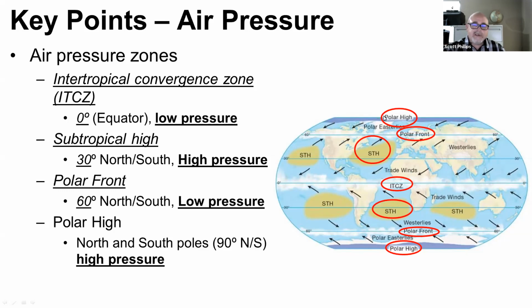And then the air is descending again at the poles, at the polar high. The North and South Pole may not be so obvious, but they actually have dry conditions. Even though they're so cold, they can be covered with snow, but they don't have a lot of precipitation compared to the polar front or the equator. So the polar high is a high pressure zone. That's the polar high.